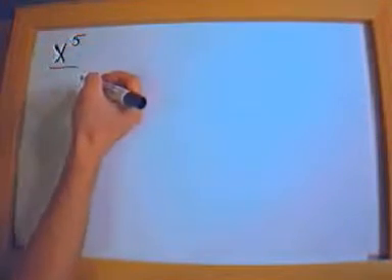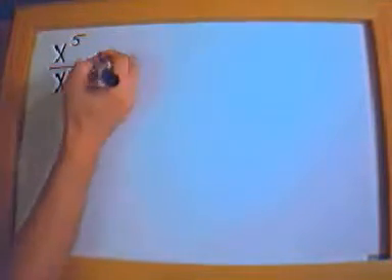Now, let's use all of the tools that we have learned, and let's try to go ahead and proceed further. What if you have something that looks like x to the fifth over x to the third? How do we simplify that? Now, this looks a little bit different. We don't have some fraction that we're raising to a power. We have x to the fifth, and we are dividing it by x to the third.